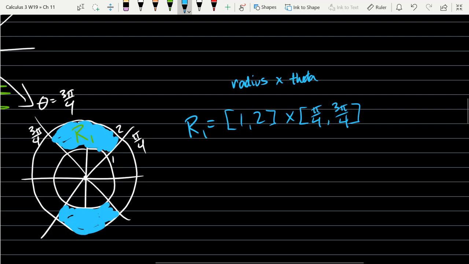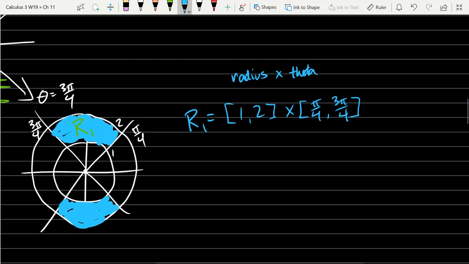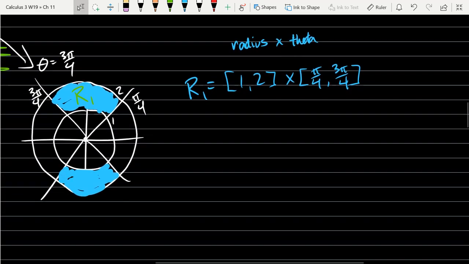These work a lot like windshield wipers, where your small radius is how far the start of your windshield wiper is from where it turns, and then your big radius is the end of your windshield wiper to where it turns. So that's really what you're looking at here. All right, write down R2, in its rectangle radius times theta.